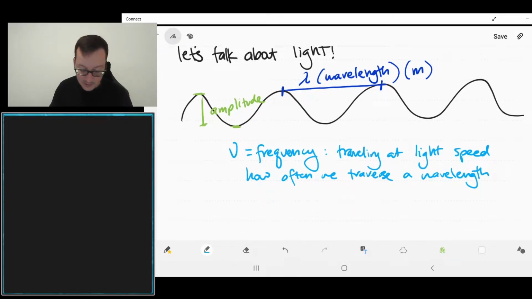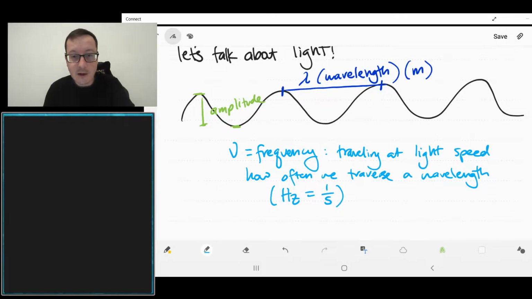The units that we use for frequency are hertz, which is 1 over seconds, inverse seconds. So how many per second? Like RPM, the rotations per minute that your engine in your car goes through, is also a frequency. But that's per minute, right? Frequency for light is per second. So how many wavelengths per second we're going to go through. And so that's what the frequency is.